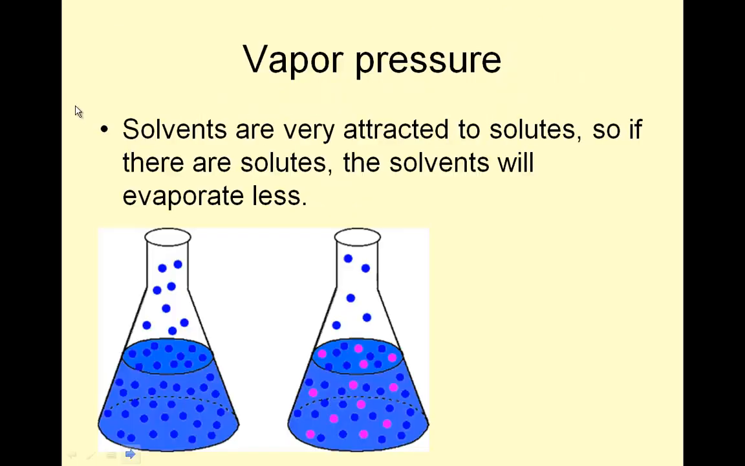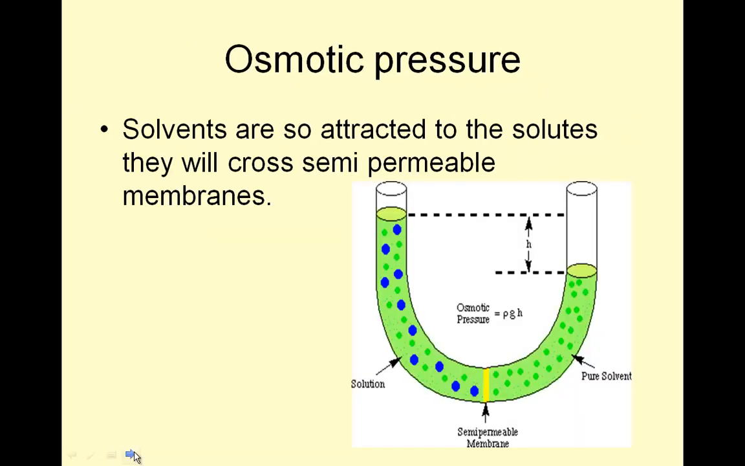Okay. Vapor pressure. This is the second one that's a little bit different. Solvents are very attracted to solutes, to any solutes. That word any means it's a colligative property. So if there are solutes, the solvents will evaporate less. There should be different colored particles in here that are very attractive, which keeps these blue particles staying here because they're so attractive. Over here there are less attractive particles, so they evaporate more. Doesn't matter what they are, just that. And we don't have to do the math with that at all.